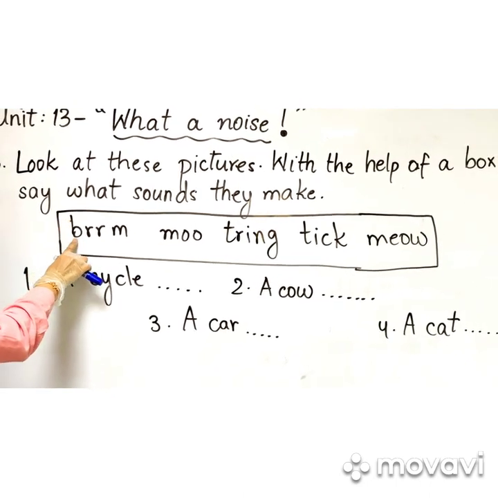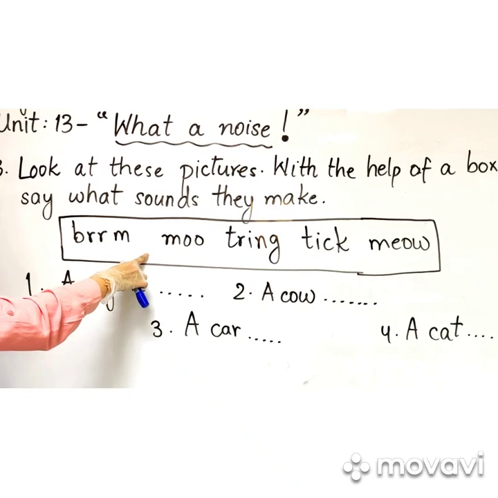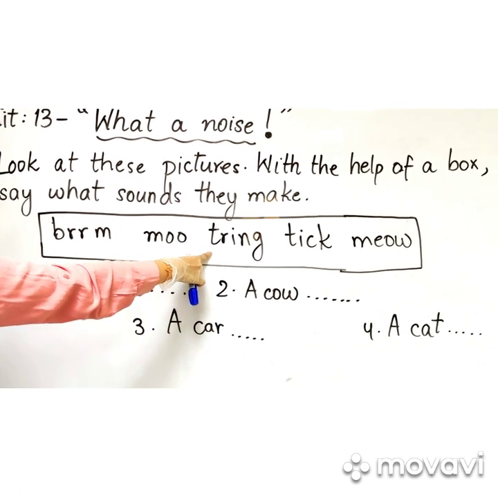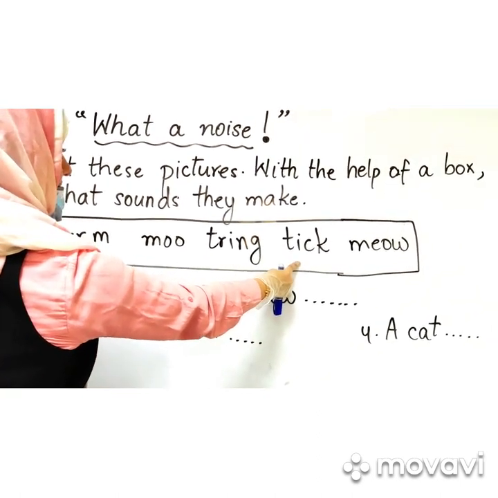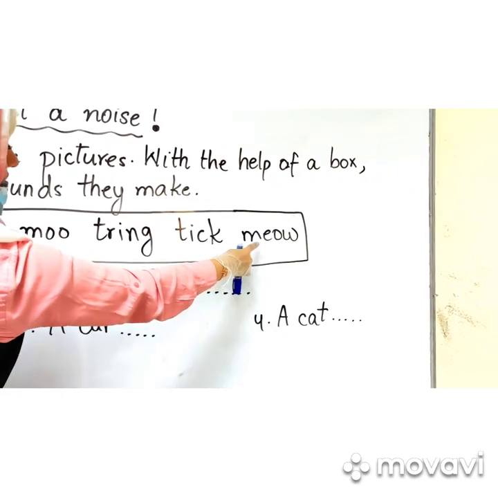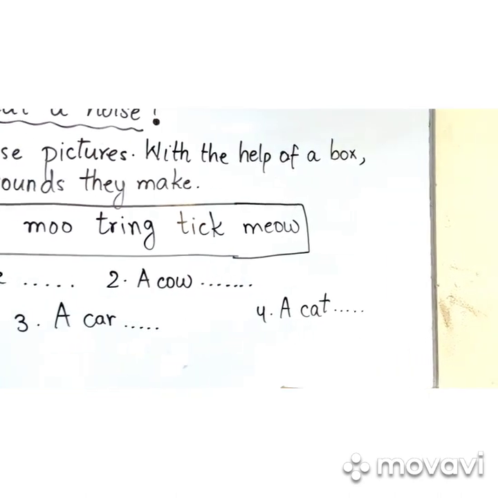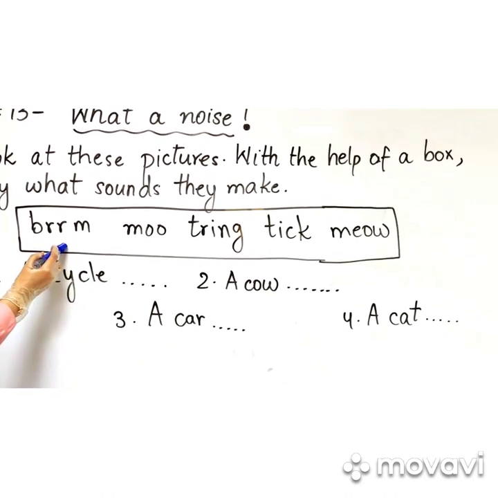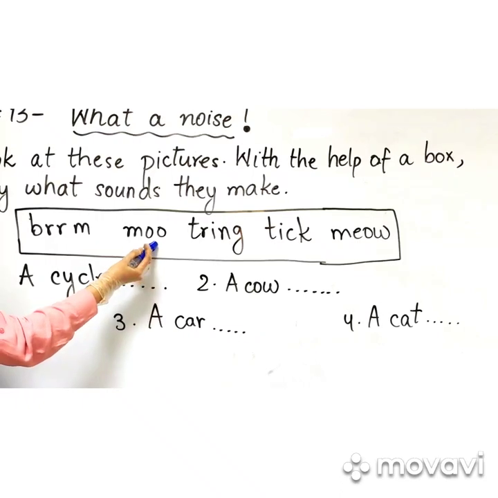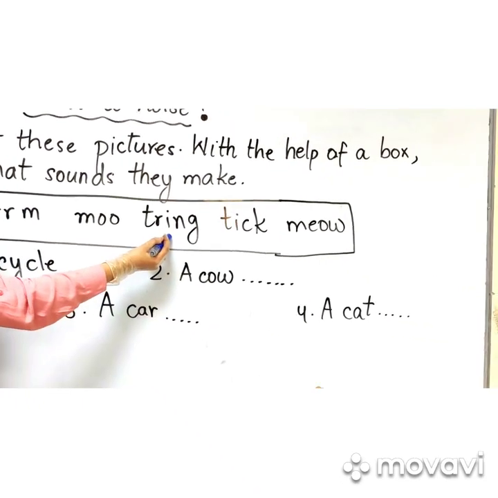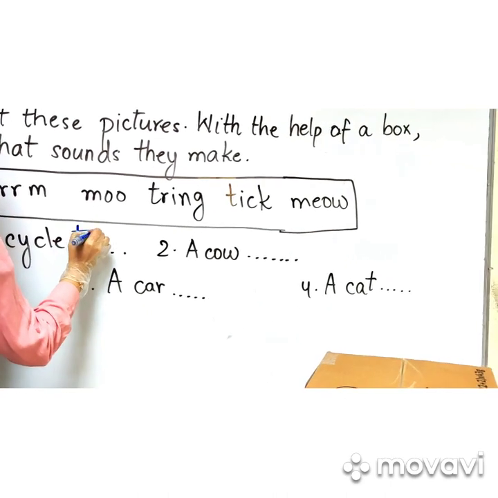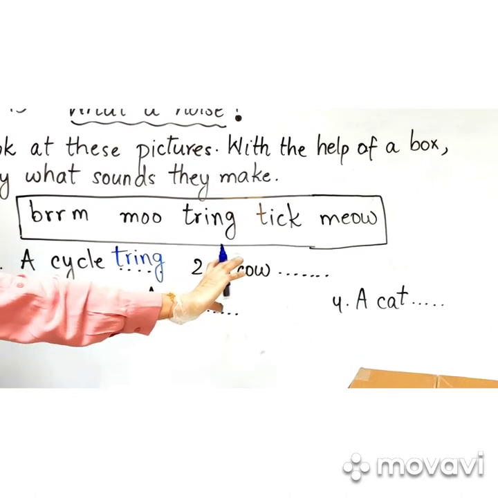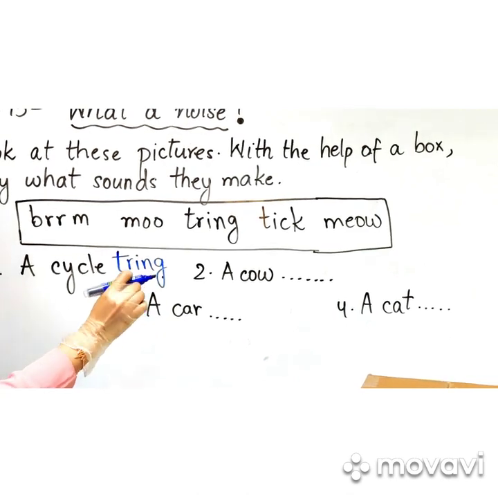The first one, which sound is this? Vroom. Which sound is this? Moo. Which sound is this? Tring, tring. Which sound is this? Tick, tick, tick. And which sound is this? Meow. So the first one, the picture of a cycle, which sound does a cycle make? This one? Then you can write. Alright?